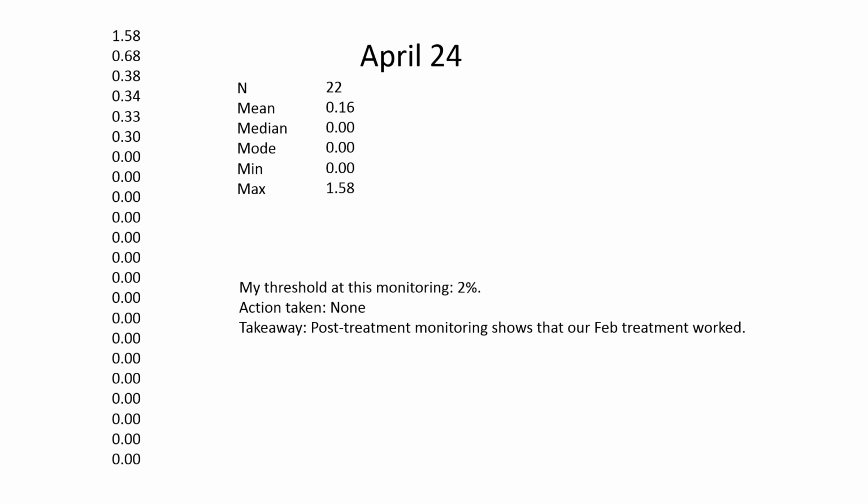The post-treatment monitoring showed that the treatments from February were effective, so that was good to see. My threshold at this monitoring was 2%, and nobody met that threshold, so I didn't have to do anything. So nobody got treated in April.